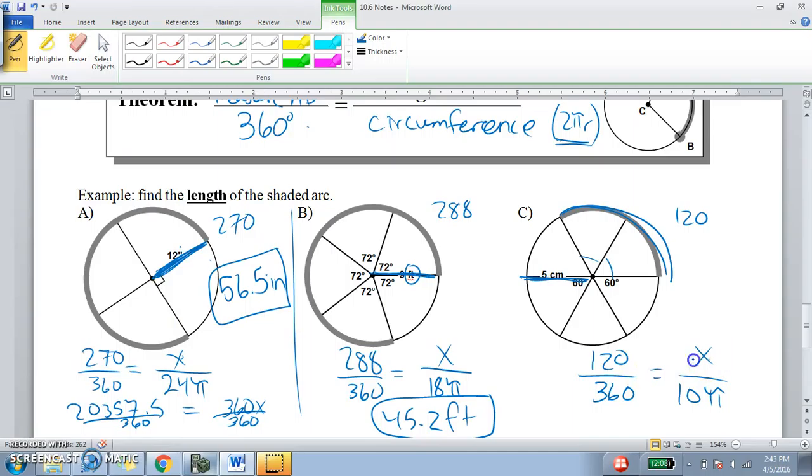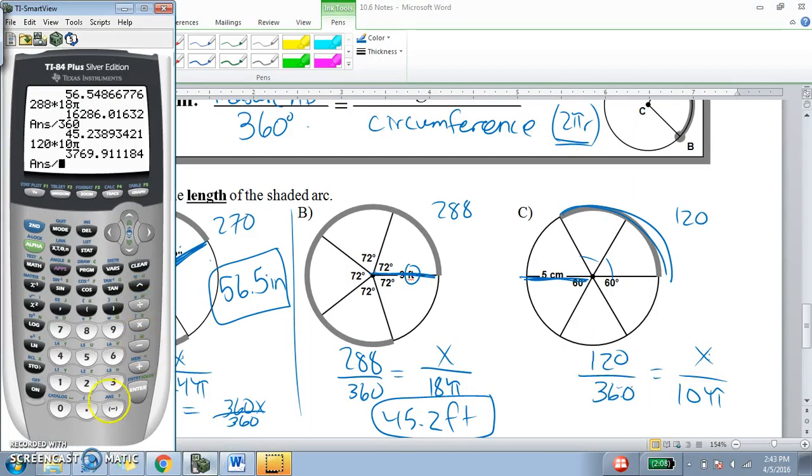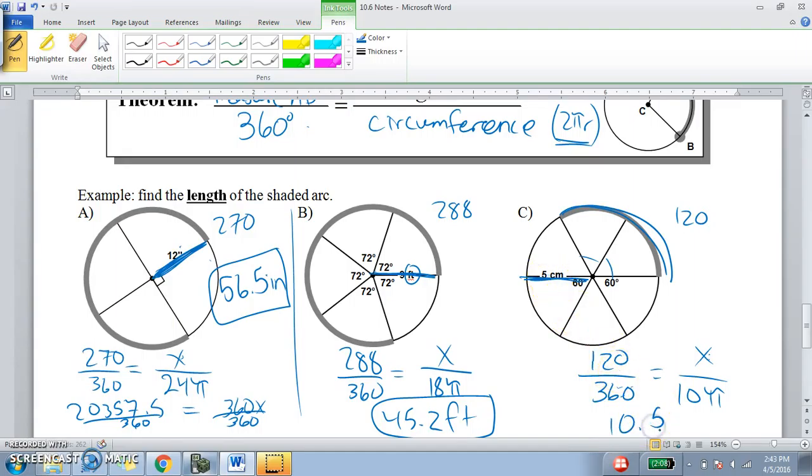And then same thing's going to happen, equals 360 times x. So we're going to have to divide by 360. 10.47 would round up to 10.5. And this is in centimeters.